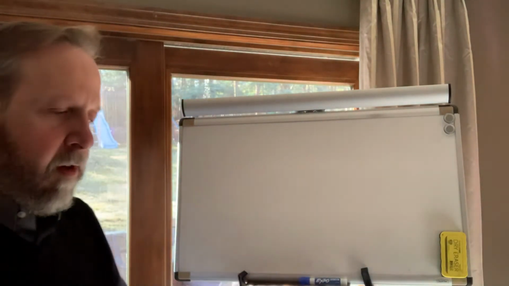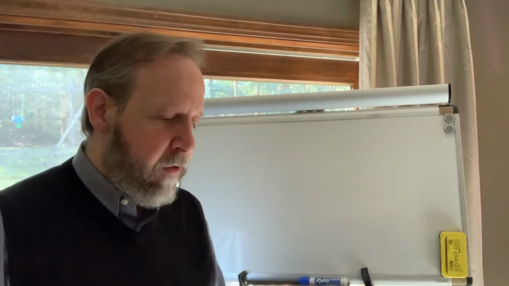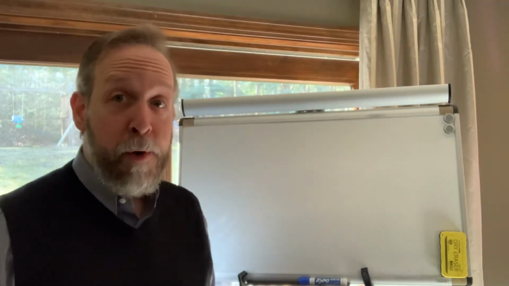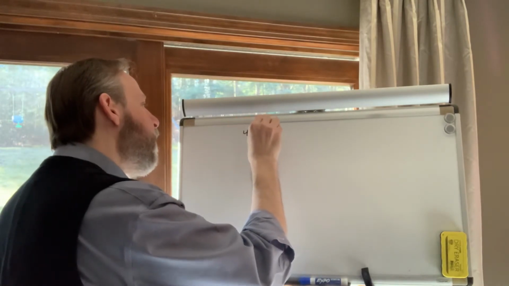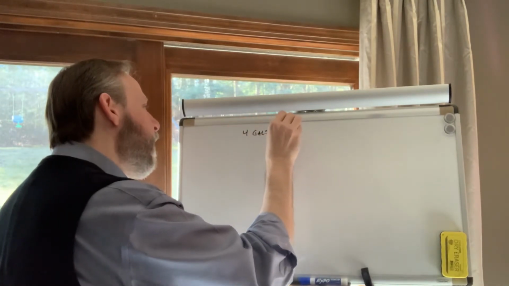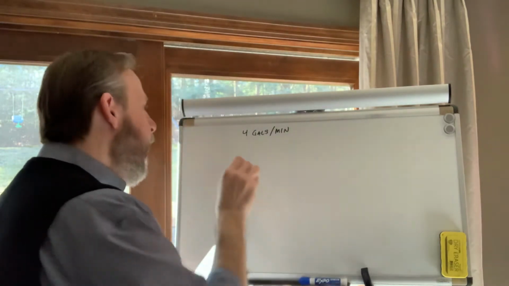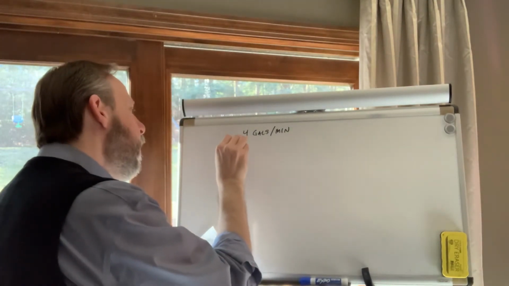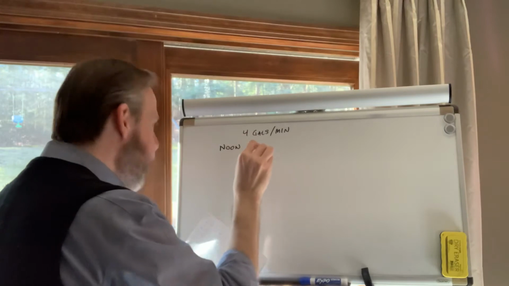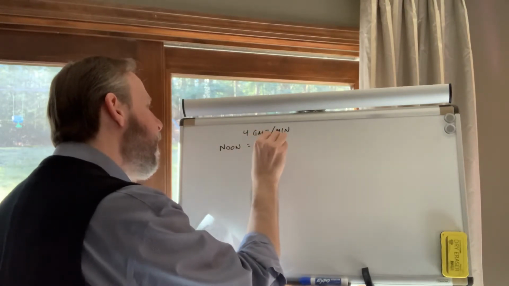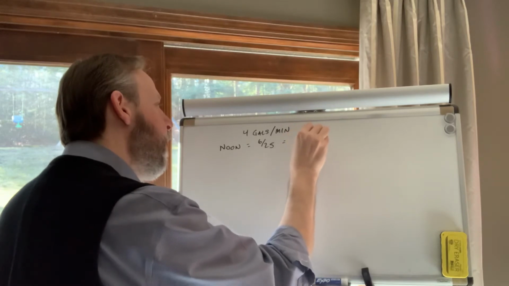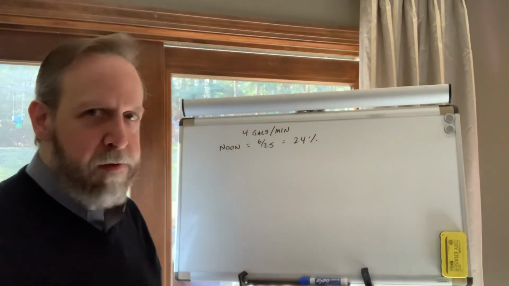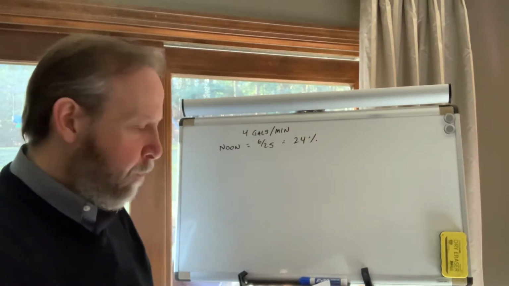Question 34 gave us a pool that is filling at a rate of 4 gallons per minute. Okay, so it fills at 4 gallons per minute. All right, now, at noon, they say the pool is 6/25 full. That is 24%. 6 divided by 25 is 0.24.